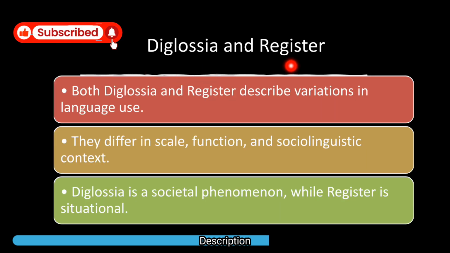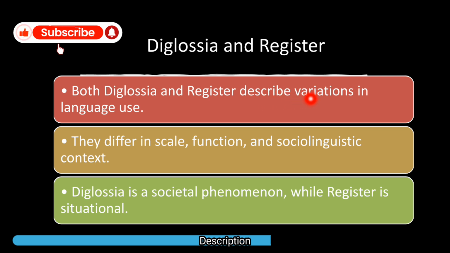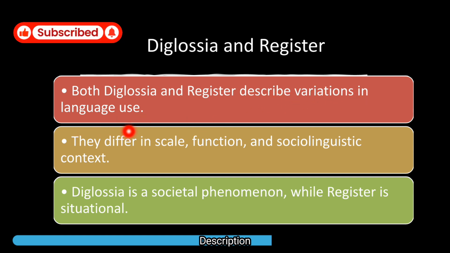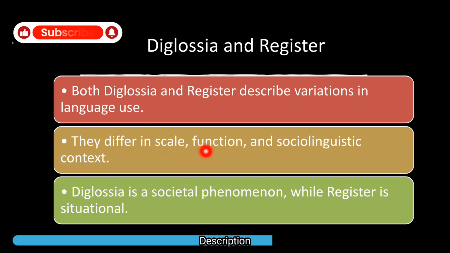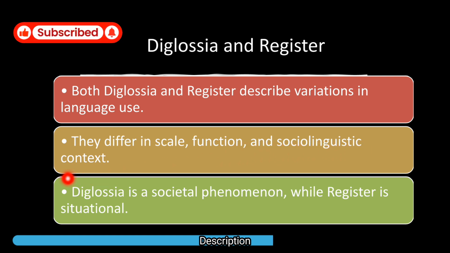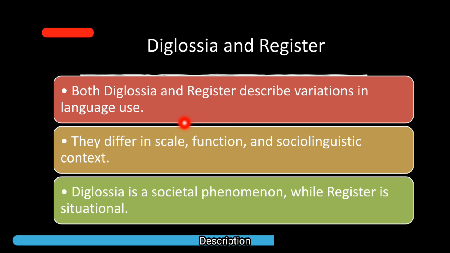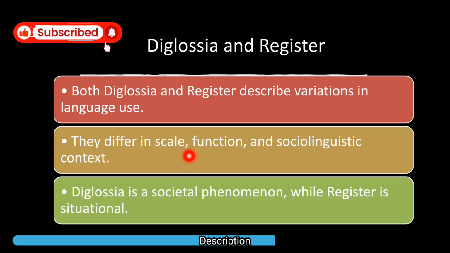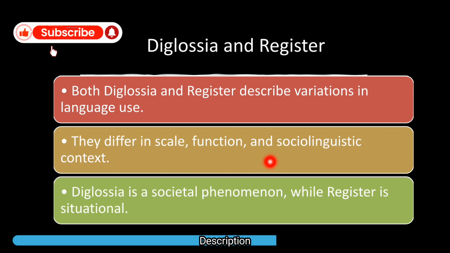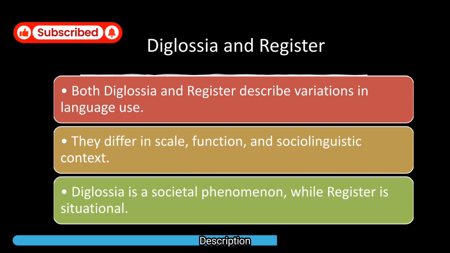Diglossia and register, some more explanation. Both diglossia and register describe variation in language use, but they differ in scale, function, and sociolinguistic context. They differ in scale: how much variation is there. And function, and sociolinguistic context: in which context you are. So diglossia is a societal phenomenon while register is situational.